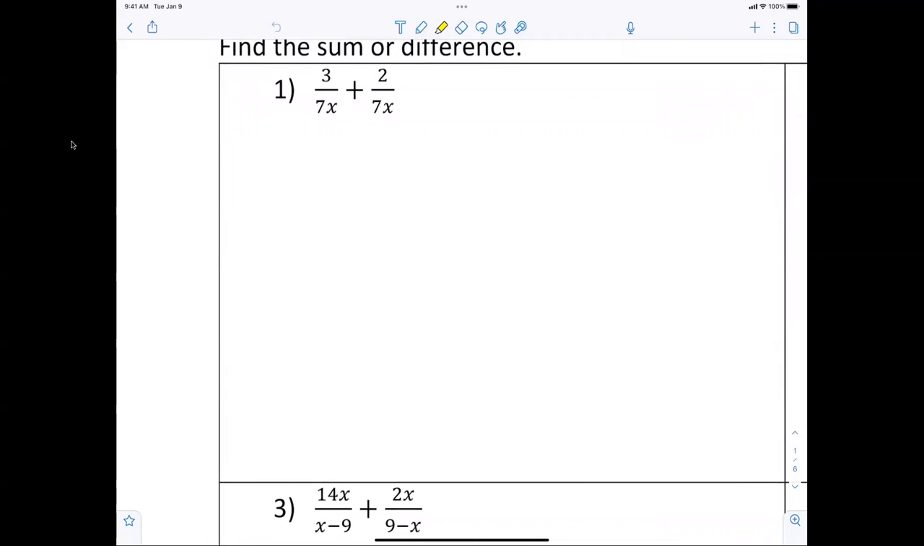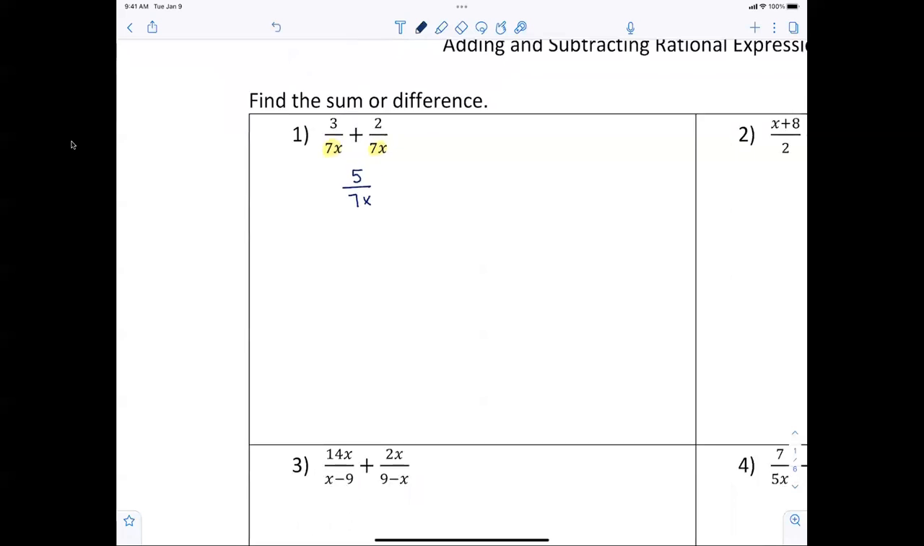Okay, the nice thing about adding and subtracting fractions is if they have common denominators, you just have to add the numerators. All right, so everybody take a look at number one. Why is this one simple? Because the denominators are common. Yeah, so we already have a common denominator. All right, so because they have a common denominator, then you can just add the numerators. So the answer is just what? 5/7x. Yep, that's it. That's how easy, simple.